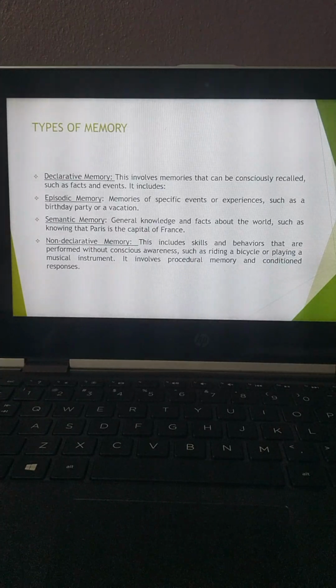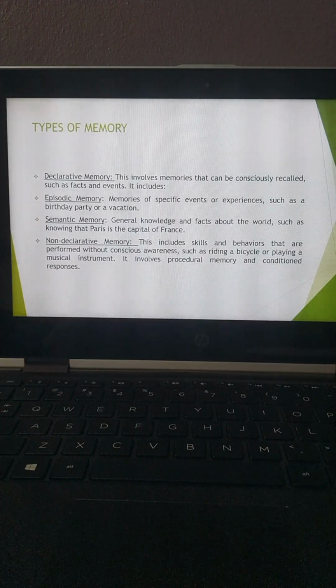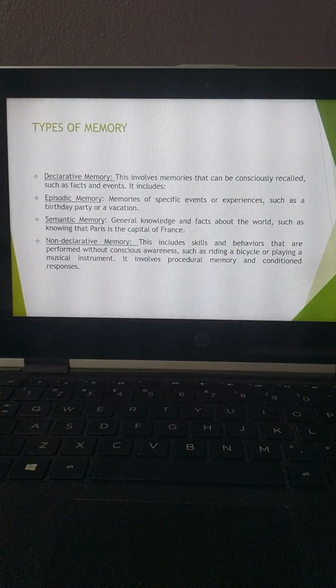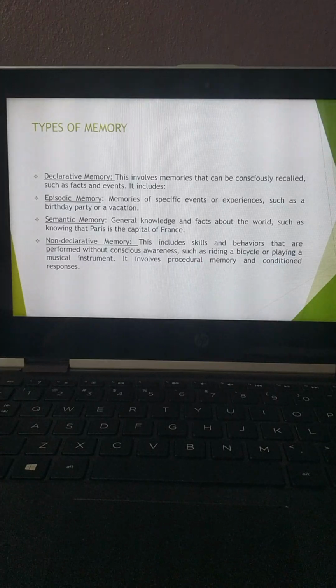The episodic memory and the semantic memory are all under the declarative memory. It can be consciously recalled, and there are memories that could be events or facts, and it's divided into two. The episodic memory, this has to do with events or experiences. The semantic memory has to do with general knowledge and facts around the world.